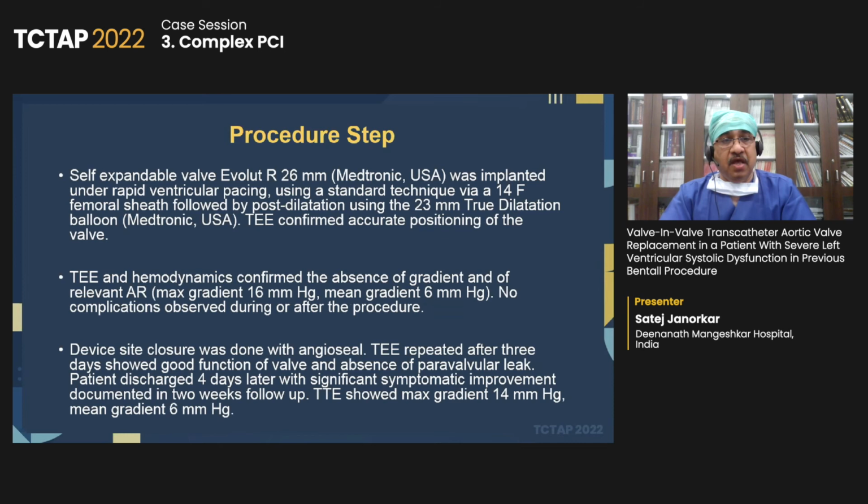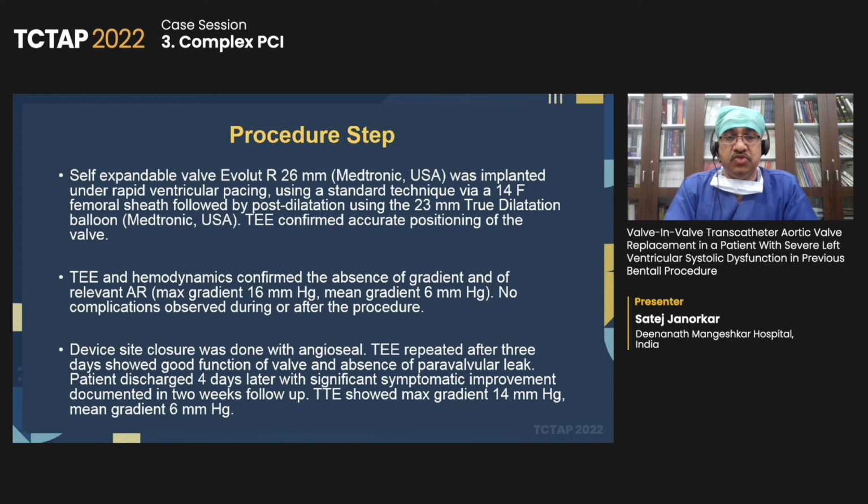Here we chose a self-expandable valve, Evolut R 26 mm, which was implanted under rapid ventricular pacing, using the standard technique via a 14 French femoral sheath. We followed it with post-dilatation using a 23 millimeter True Dilatation balloon of Medtronic, because initially the gradient was a little higher, and TE confirmed accurate positioning of the valve. We dilated with the 23 mm balloon and got optimal hemodynamics.